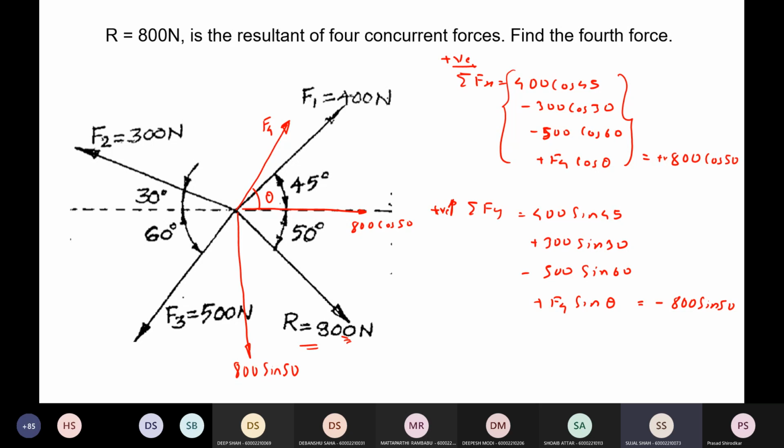Sir, how 800 cos 50? Because we have the resultant, this resultant is given, na? Resultant is already given. Okay, and the fourth force is unknown, F4, that we have to find out, and it's 800 newtons. So I have resolved that 800 newtons in horizontal and vertical direction. Okay, so horizontal component. Sir, why did you take F4 as positive? Because I have assumed F4 to be in the first quarter. This is an assumption. If I get a negative value, that means the direction I have to correct.